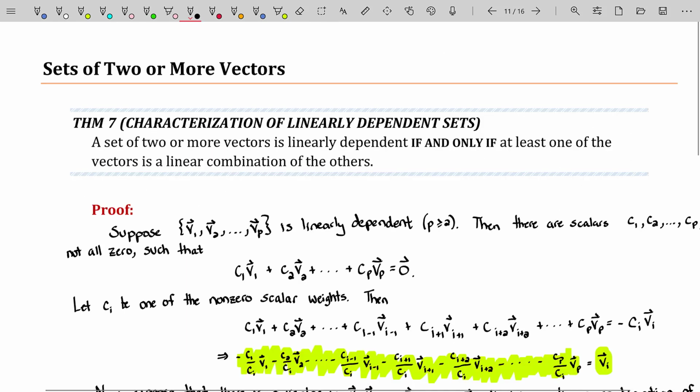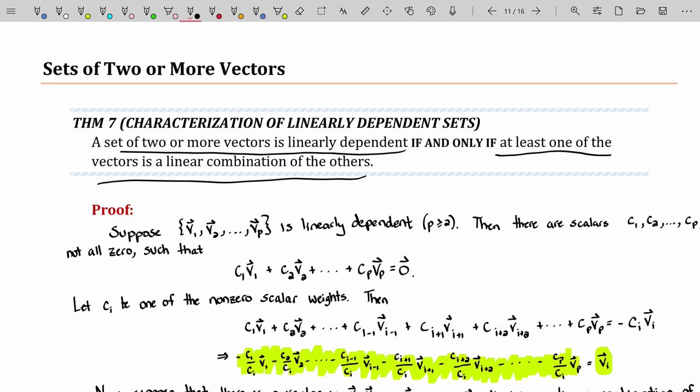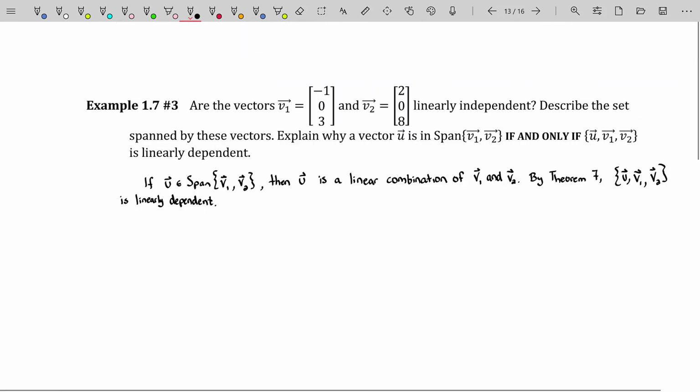However, according to the theorem we just proved, if at least one of the vectors is a linear combination of the others, then the set of those vectors is linearly dependent. So by theorem 7, the one that we just introduced and proved, the set of vectors u, v sub 1, v sub 2 is linearly dependent. So that kind of takes this off our list. And that is, by the way, an if and only if, that theorem.